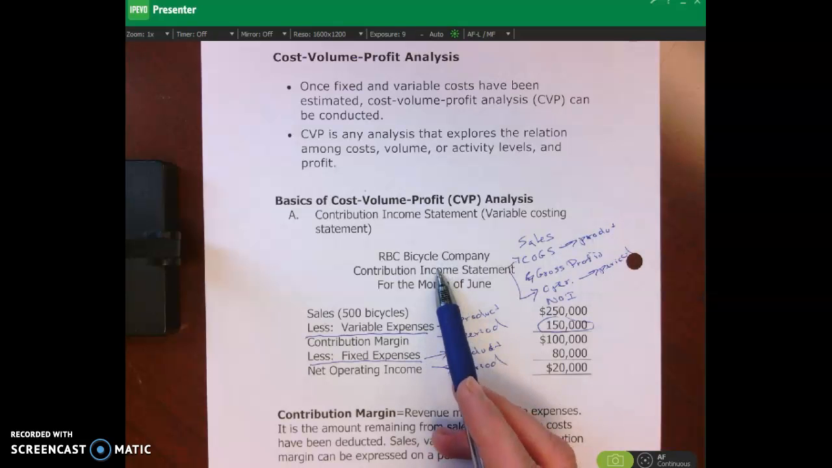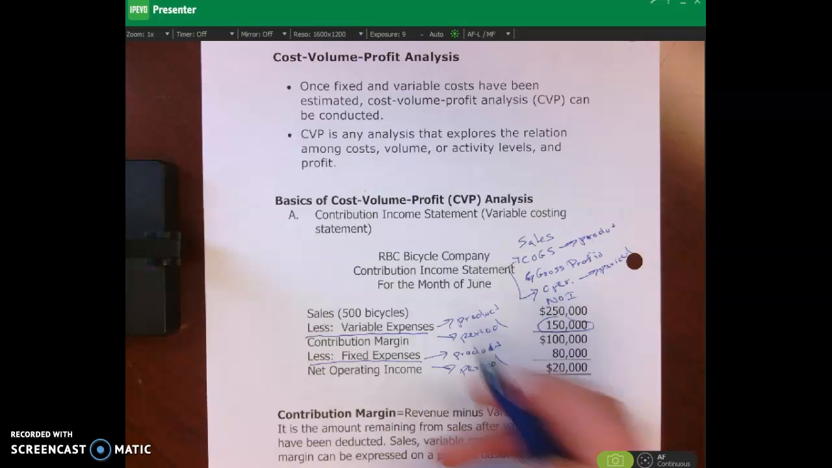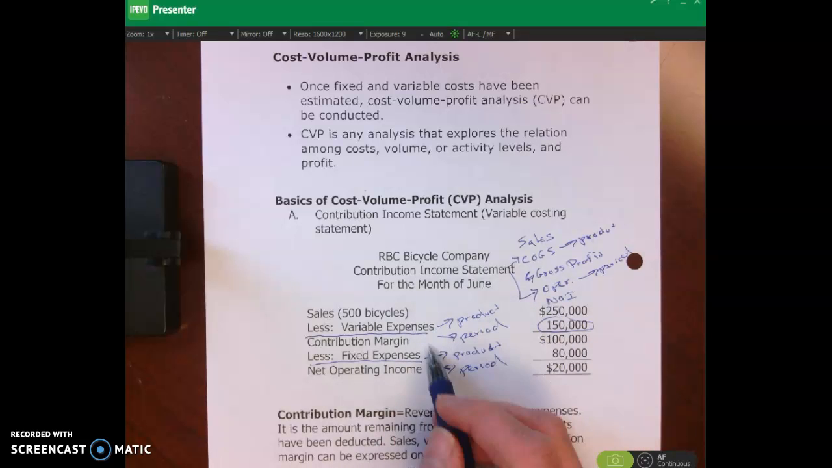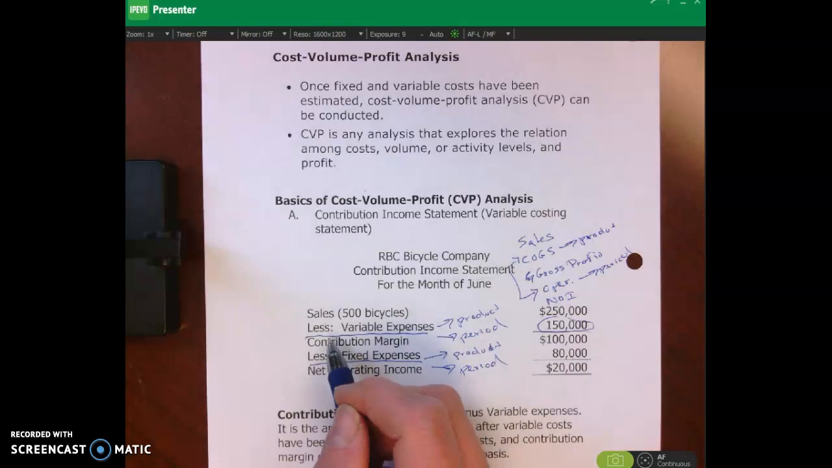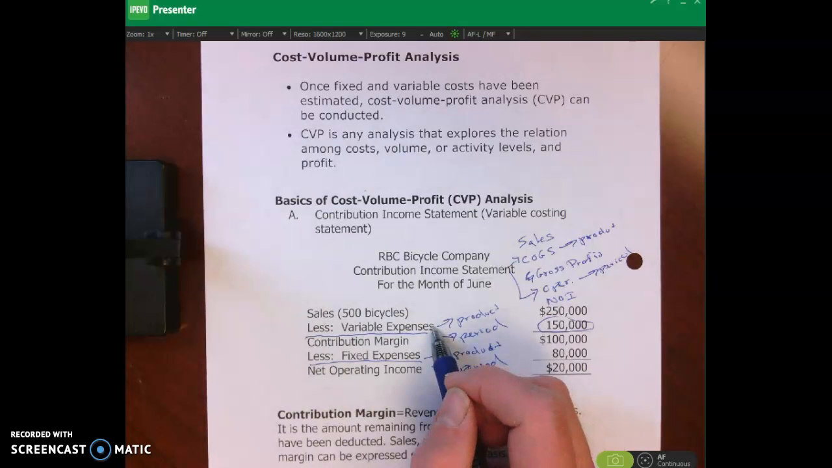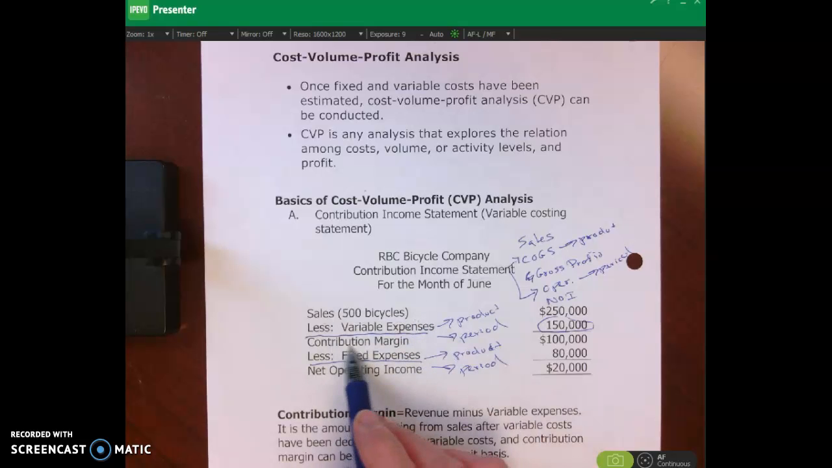With our contribution income statement, we separate out our expenses by behavior, variable and fixed. So this is variable product plus variable period. This is fixed product plus fixed period expenses right there. We do this because it helps us to make decisions, because now we can see all of our variable expenses in one place, and all of our fixed expenses in one place.